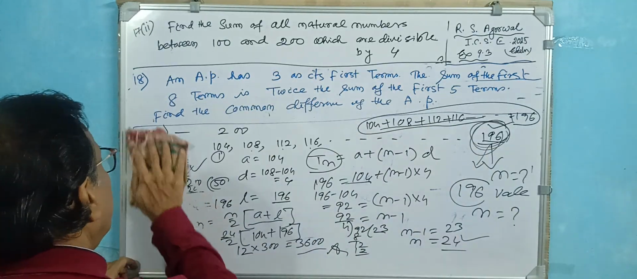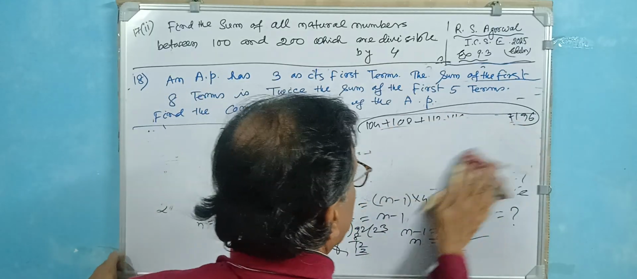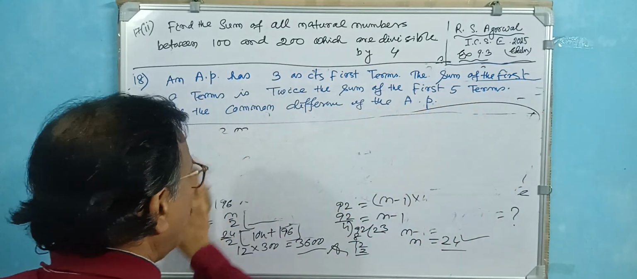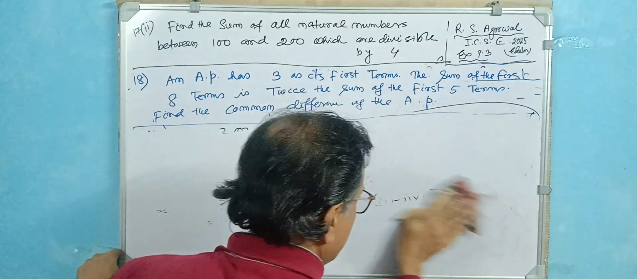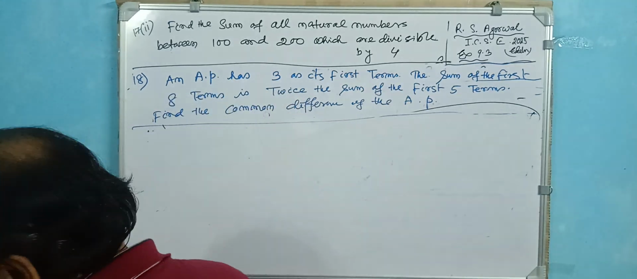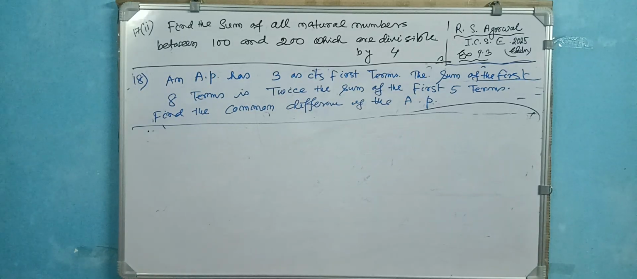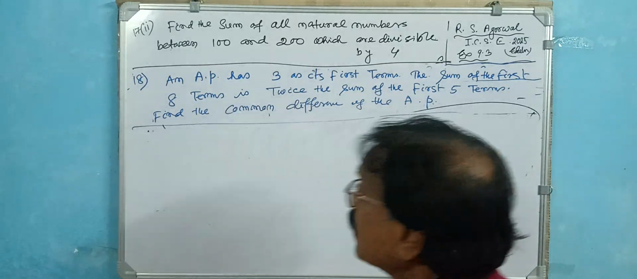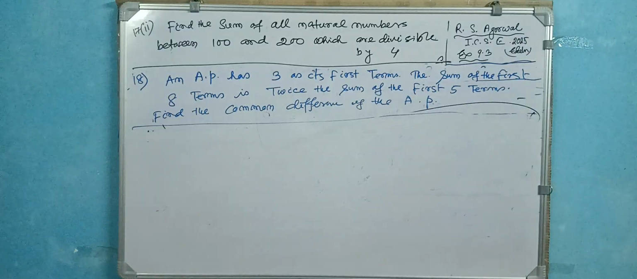Now the last sum. This is the last sum for AP, then you shift to the GP. Then the next video starts GP. Clear? So now the last sum. What is this?